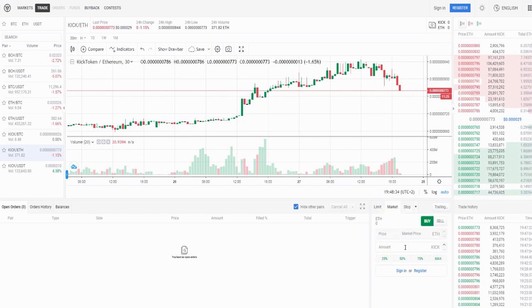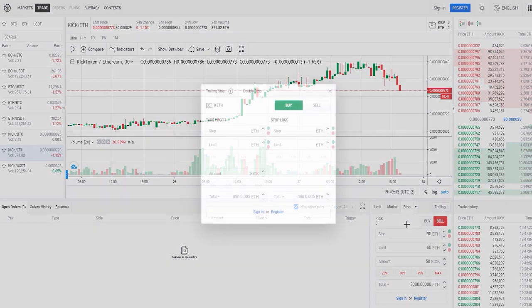Here you can sell it too, as you can see, and here you have the market. You can buy and sell, for example you write 70 kick, and then you make the percent, but I don't have any funds. And here you can sell it too. Here as you can see, you have the stop loss. So for example, you want to stop it at 90 Ethereum, the limit will be 60 Ethereum, and the amount of the kick will be for example 50 kick, and as you can see, the total is 3000 Ethereum. Here you can set it too, and you can make the double stop there too.